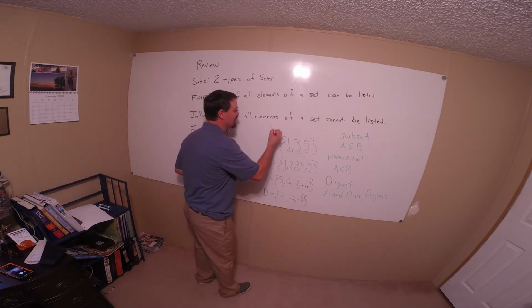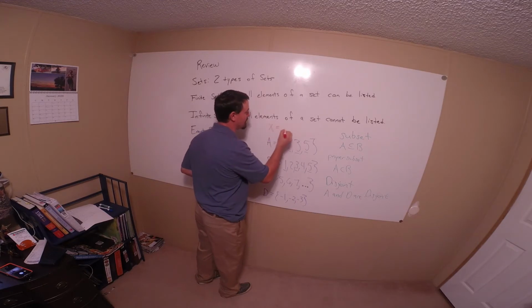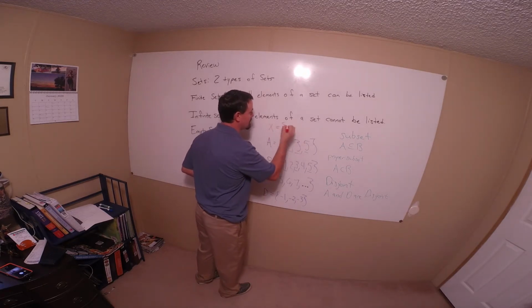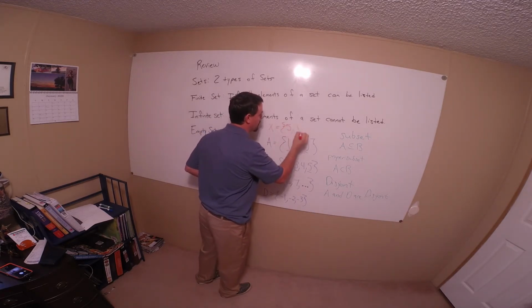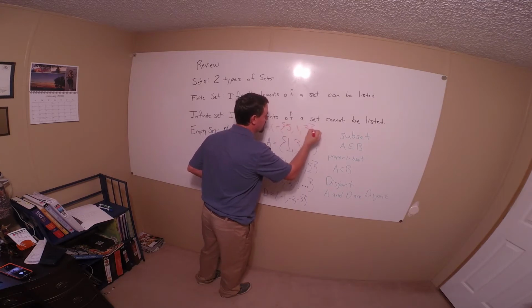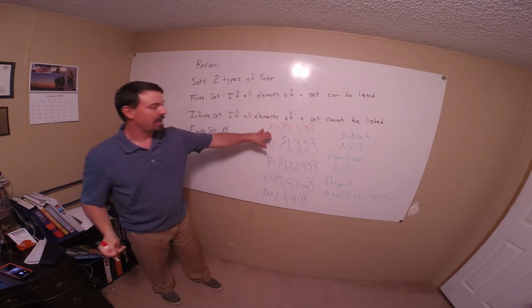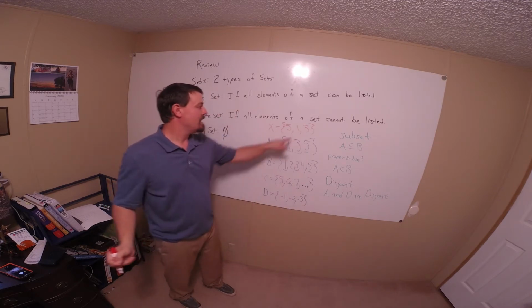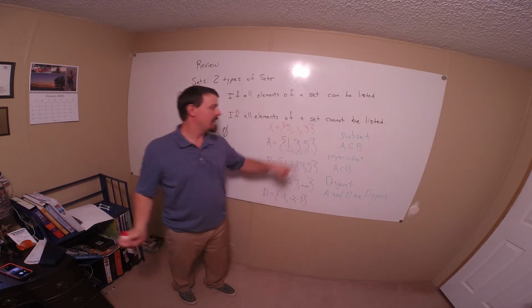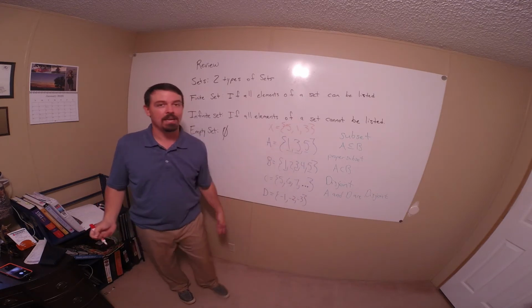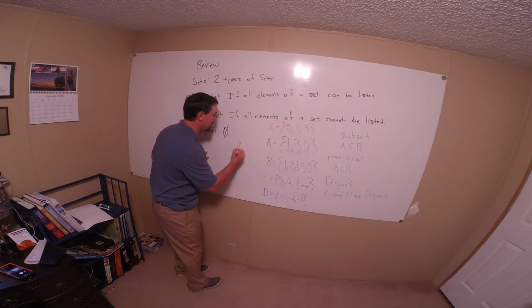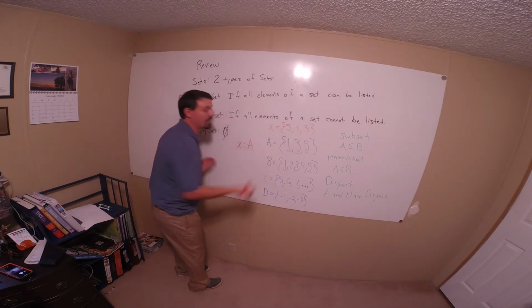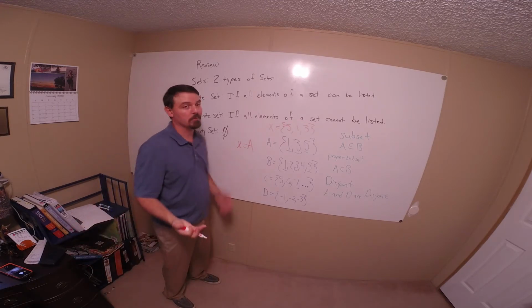But if I had another set here, let's call this set X, and it's equal to 5, 1, 3. Like I said, order doesn't matter. 5's in X, 5's in A, 1's in X, 1's in A, 3's in X, 3's in A. Therefore, set X is equal to set A. That's how equal sets work.